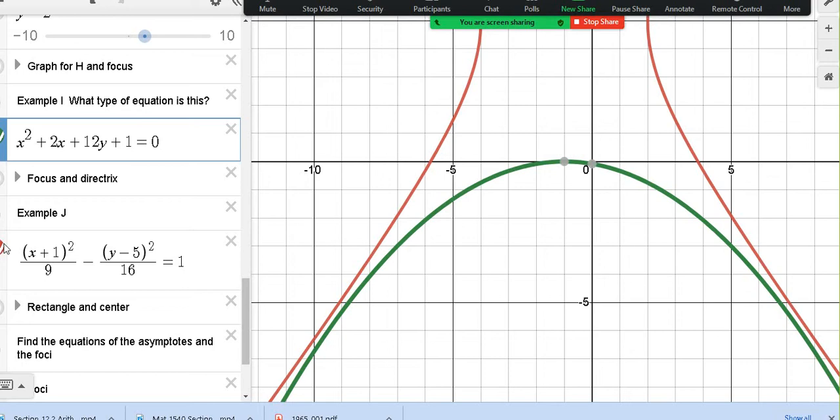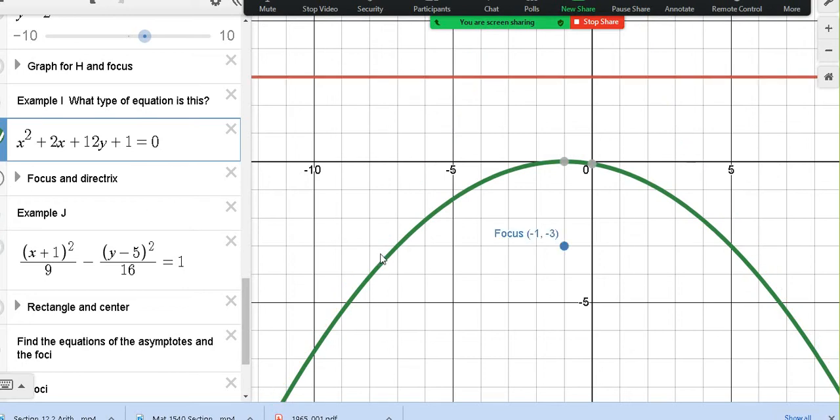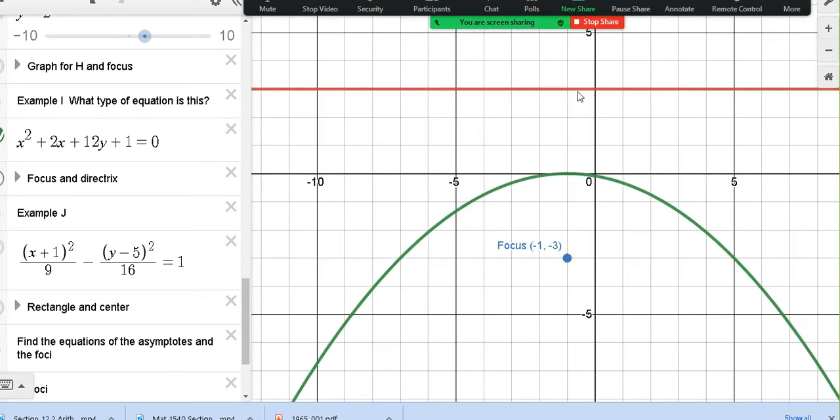Oops, wrong one. Right here. There we go. So that's going to be y equals 3. So again, you're a distance of 3 away from your vertex. And that's it.